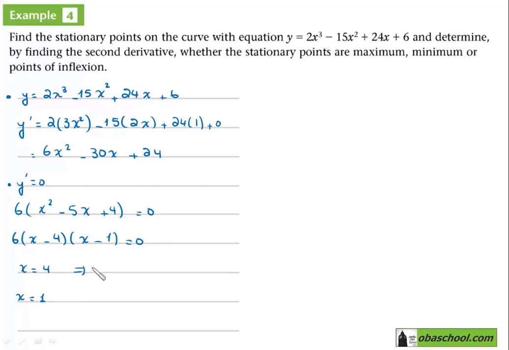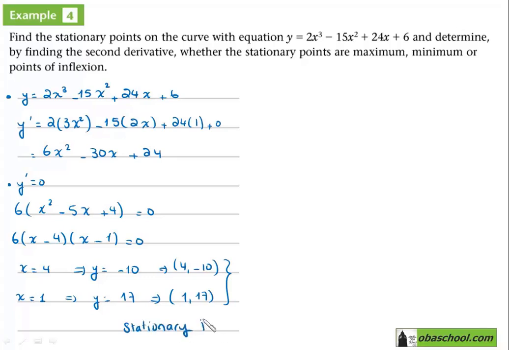Now we need to calculate y when x is 4. We simply substitute in this equation here. y equals minus 10. So (4, minus 10) is the first stationary point. Now for x equals 1, y is equal to 17. So (1, 17). Both of these represent the stationary points.